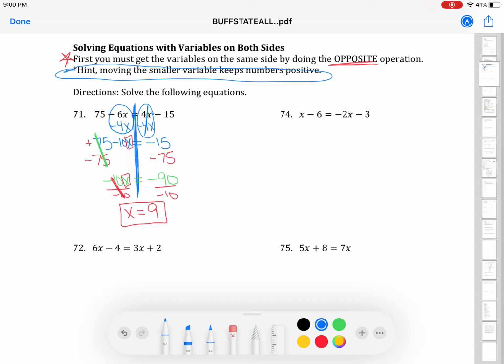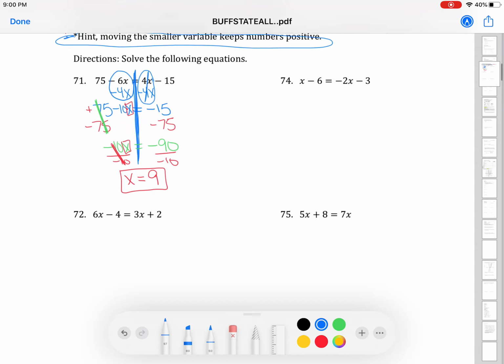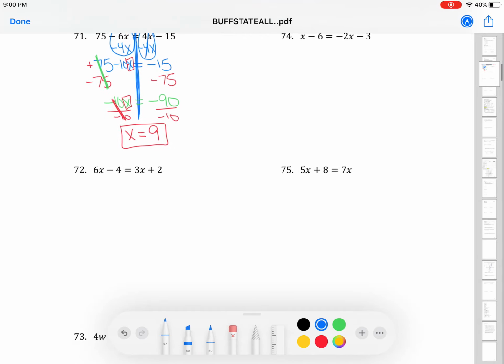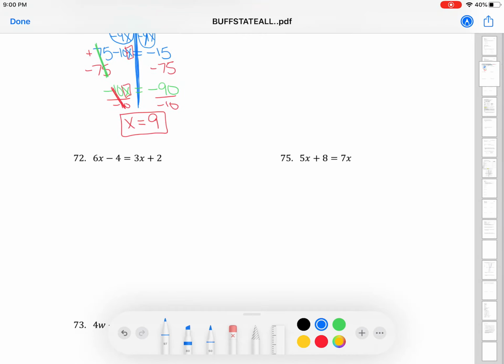I'm going to tell you that I'm going to continue moving the smaller variable every time. So if that's something you'd like to get in the habit of, just follow along with me, but you're always more than welcome during these videos to try it your own way and then just double check to see if it works by checking your answer with us or with me.